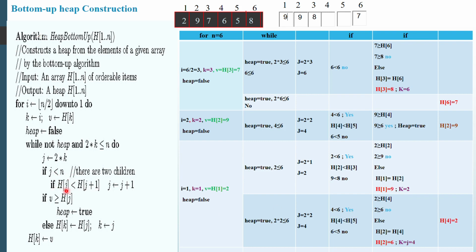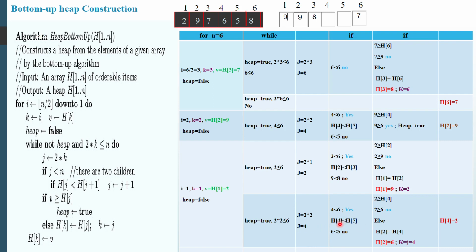That is once again an if statement. What is that? H of j is less than H of j plus 1. The j value is 4. H of 4 is less than H of 5. H of 4 value is 6 and H of 5 value is 5. Is 6 less than 5? No. The condition fails, so it comes out of this if and executes this statement. This is once again an if statement: V is greater than or equal to H of j. The j value is 4 here.